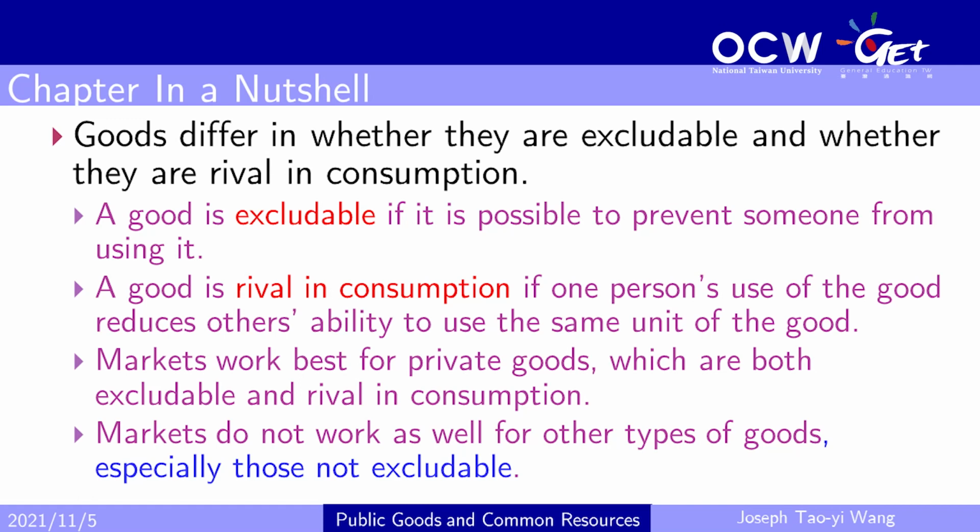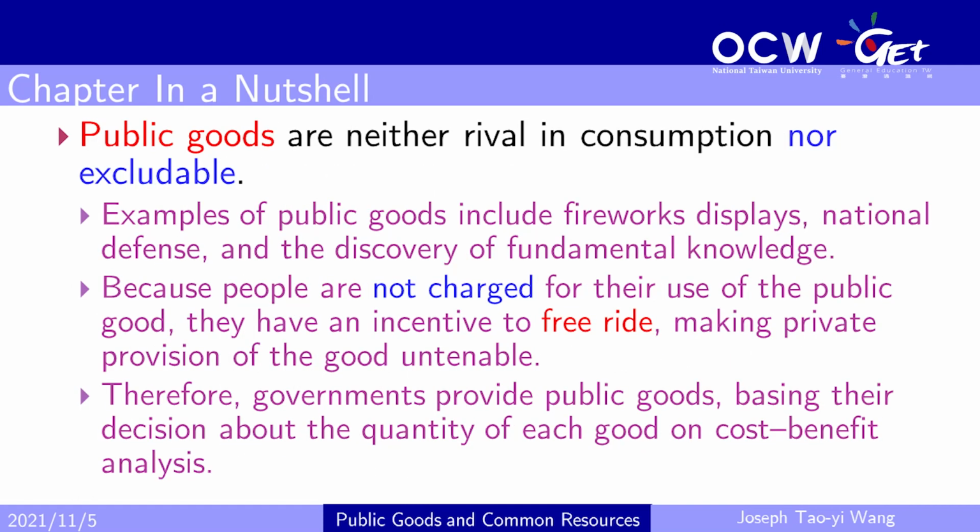One is excludable or not, and the other is rival in consumption or not. Using this, we could divide goods into private goods, public goods, and then in between we have club goods, and the last thing we talked about today, common resources. This chapter is about public goods and common resources. The common issue is that they're not excludable. That means there's a free rider problem, because I cannot exclude people who don't pay from consuming this good. So the first one is public goods.